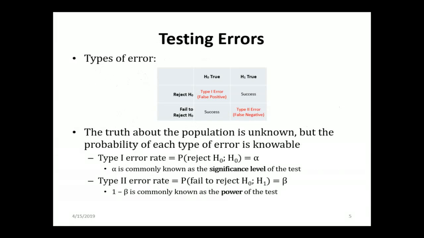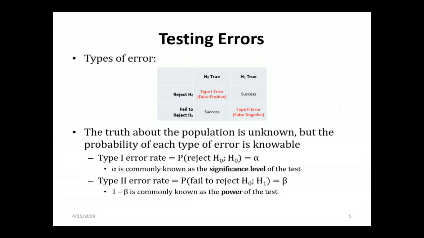The null hypothesis could be true, or the alternative hypothesis could be true, and we could either reject the null or fail to reject the null. And so this gives us four combinations of scenarios. If the null is true and we fail to reject it, that means we've basically got the right conclusion. So that's a success. And similarly, if the alternative is true and we reject the null, that's also a success.